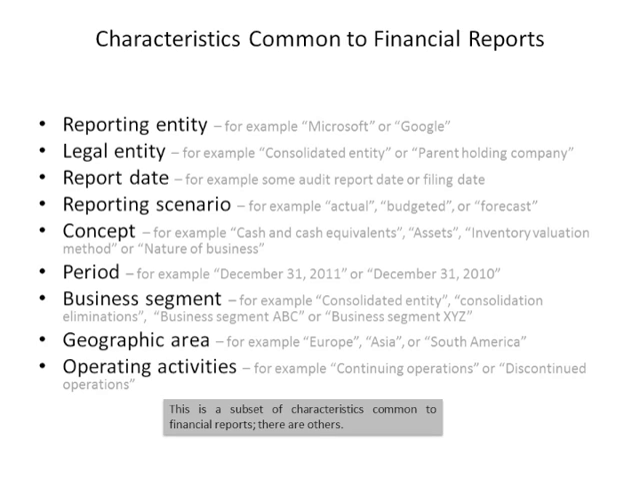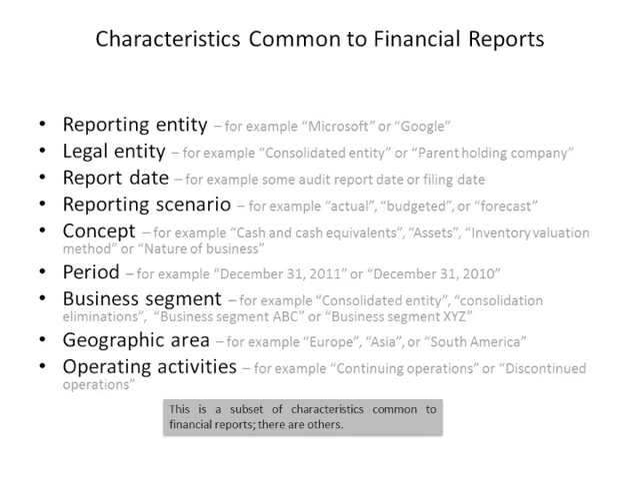Another common characteristic is the geographic area. For example, Europe, Asia, South America, or some other geographic area. And finally, we have the operating activities. For example, are the operations that you're talking about with the fact continuing operations? Are they discontinued operations? So there you have some of the common characteristics. And again, this is a subset of the common characteristics. There are more. And there are other characteristics that are not quite as common, and they may be very specific.